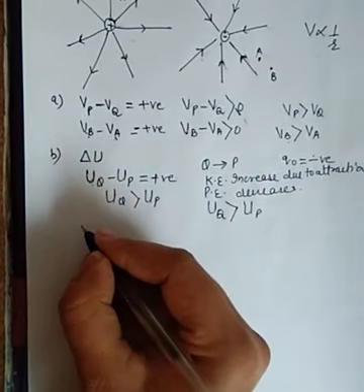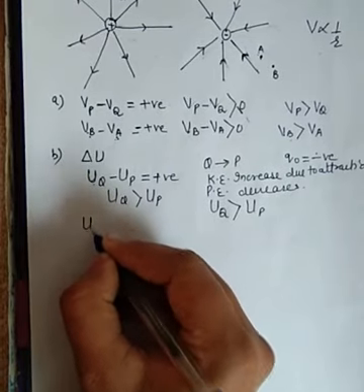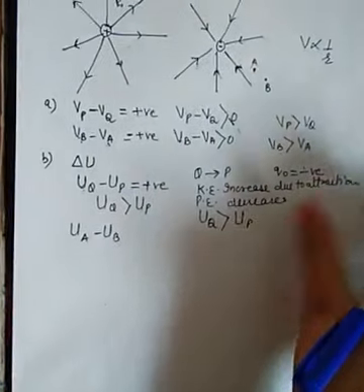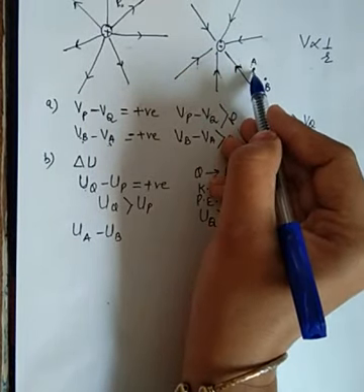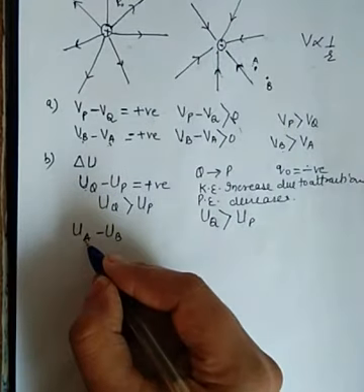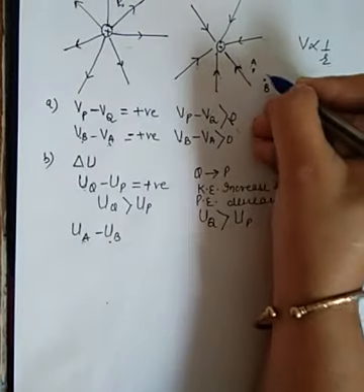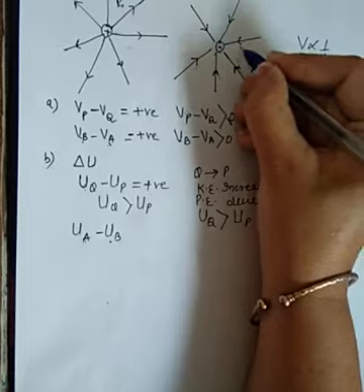Now we have to find, in the second part of the same question, the potential energy difference between A and B for the same negative charge. But here the source charge is negative. Negative will repel negative, so there will be repulsion. Here we are finding UA minus UB. What does it mean? From B to A. It means we are going towards the inside.